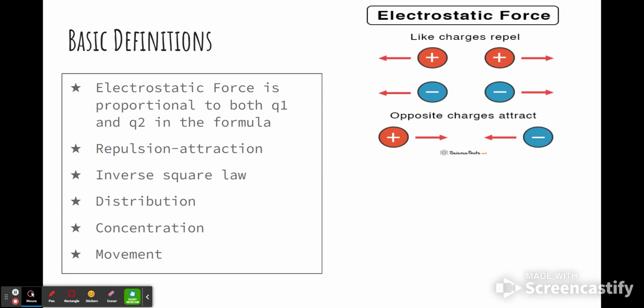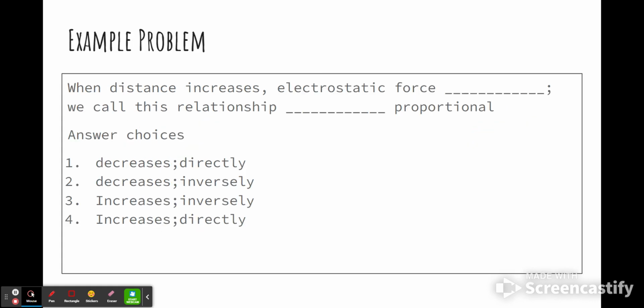Repulsion and attraction: like charges repel and unlike charges attract. Inverse square law: the force between two charges is directly proportional to the product of their magnitudes and inversely proportional to the square of the distance between them. Distribution: charges reside on the external surface of conductors and equally throughout non-conductors. Concentration is the greatest concentration of charge, and movement is that only negative charges move along solid conductors.